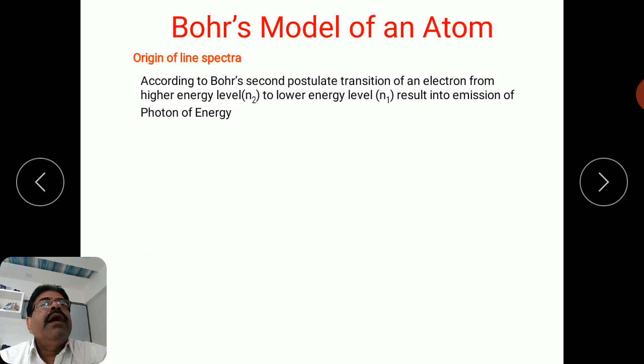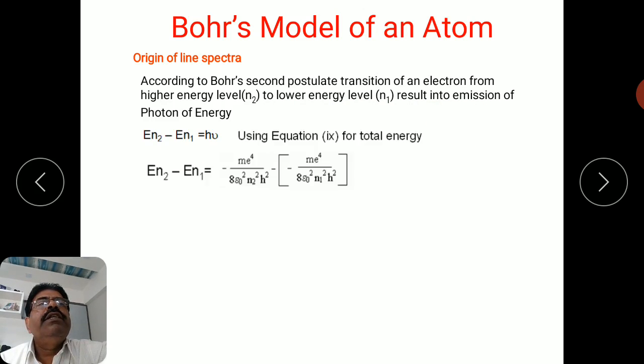Now we shall discuss the origin of line spectra. Why are we getting line spectra for different elements? Bohr has explained this from his second postulate. We have already seen the second postulate. According to the second postulate, transition of an electron from a higher energy level, say n2, to a lower energy level n1, results in emission of a photon of energy En2 minus En1, that is equal to h nu. The difference between the two energy levels will be given out in the form of a photon.